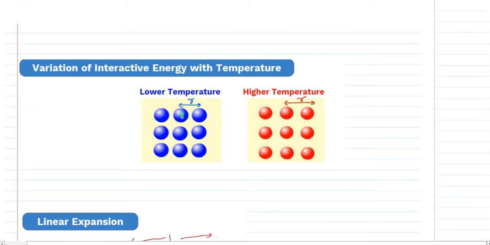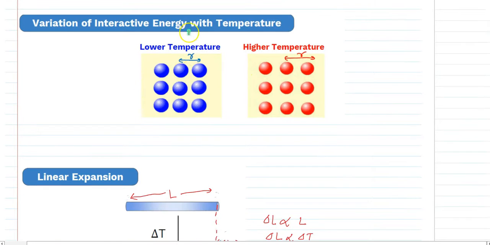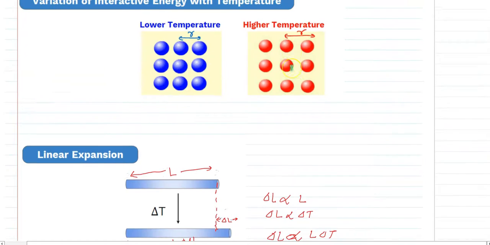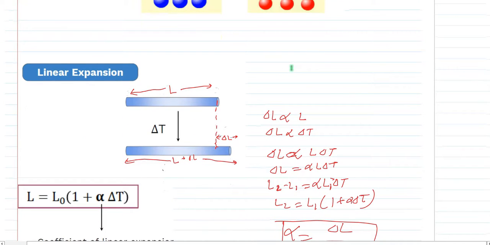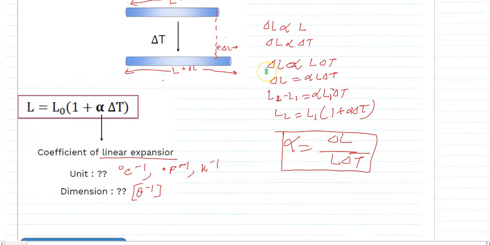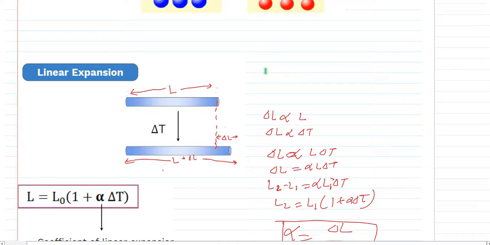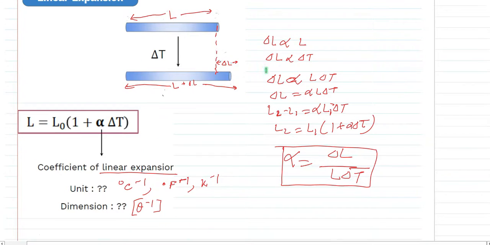So at low temperature the interatomic space is small. With increasing temperature the vibration amplitude increases and the interatomic distance increases. There are three types of expansion: linear expansion, surface expansion and volume expansion.